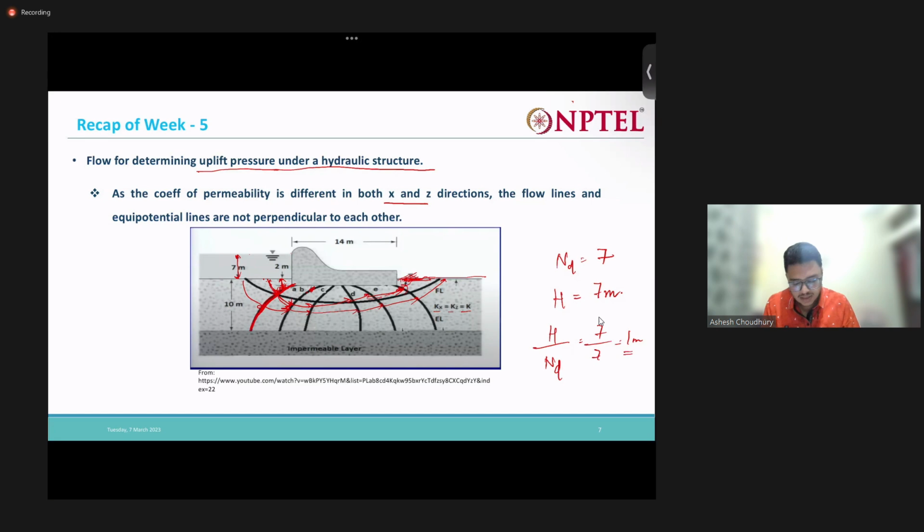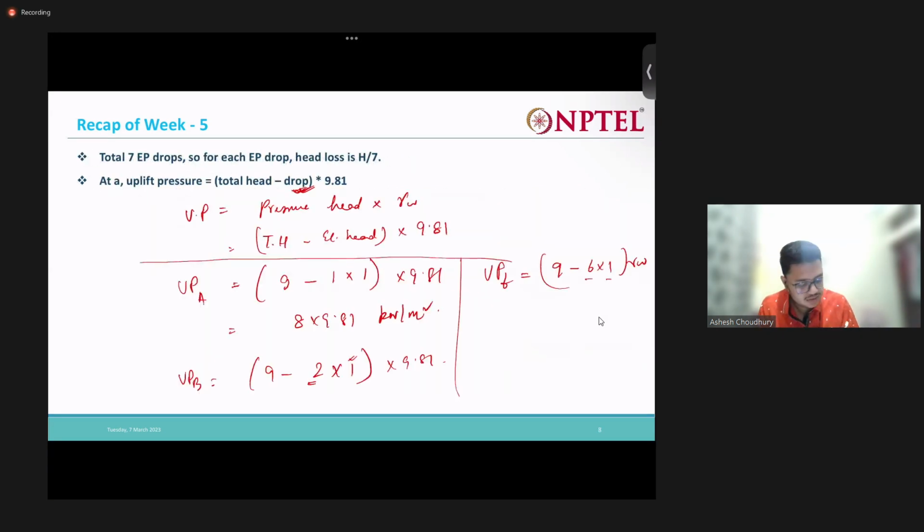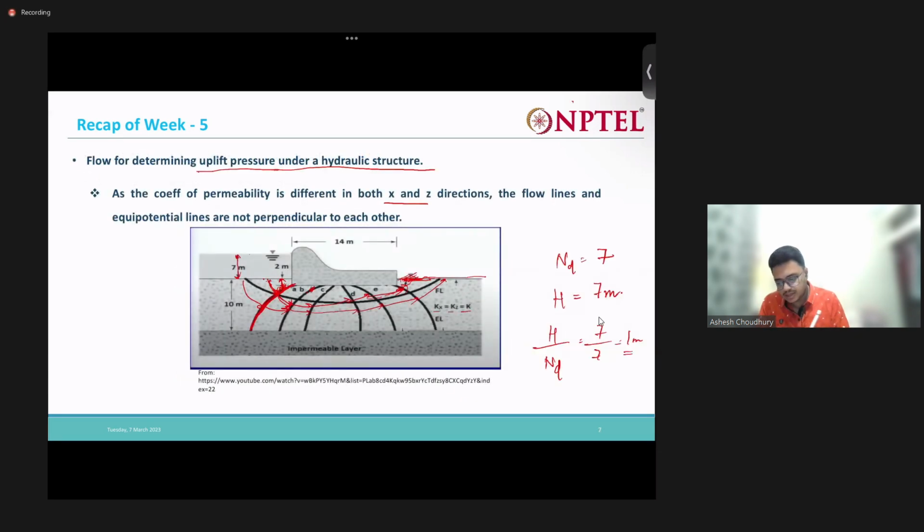Total drops are 6, so you have 6 into 1. So 9 minus 6 into 1 into gamma W will give my uplift pressure at the point F. So like that we can get uplift pressure at all the points, and then we can draw a diagram indicating the uplift pressures.